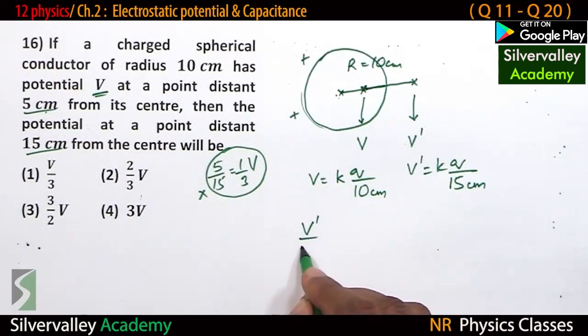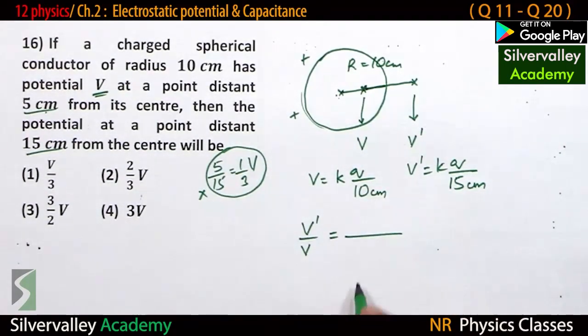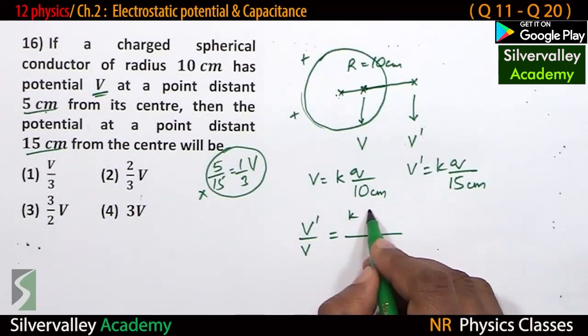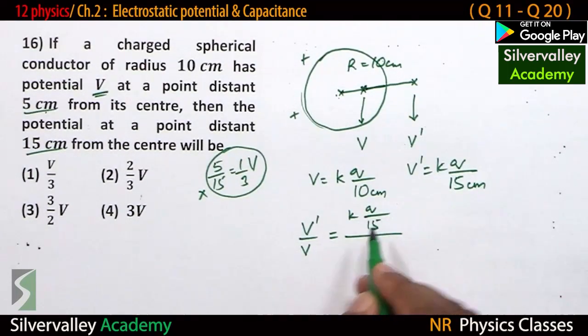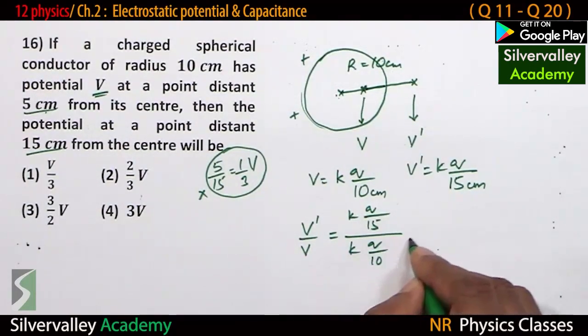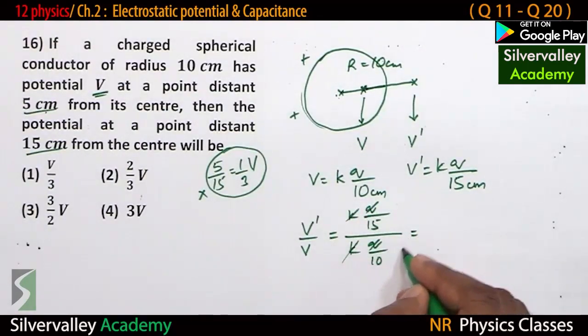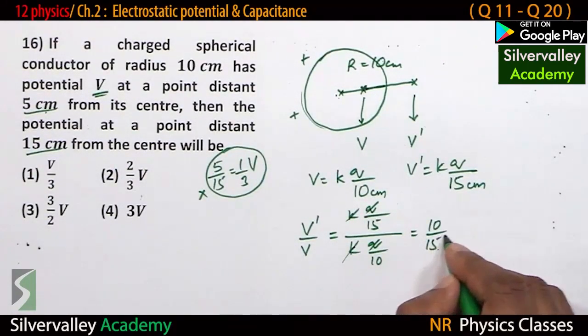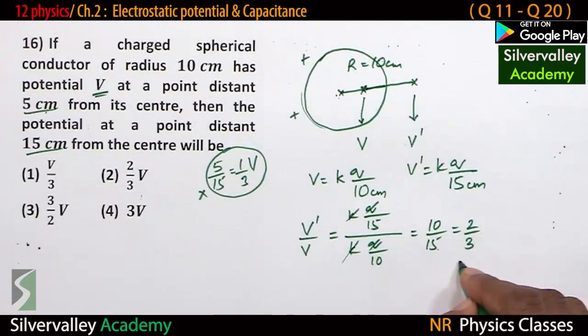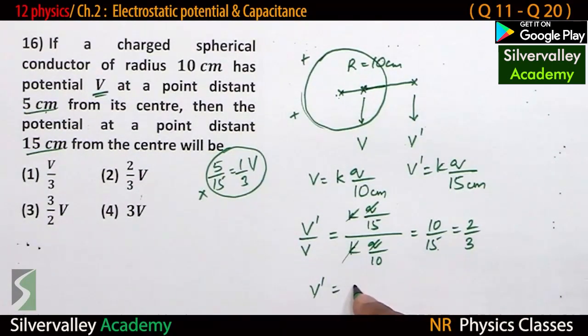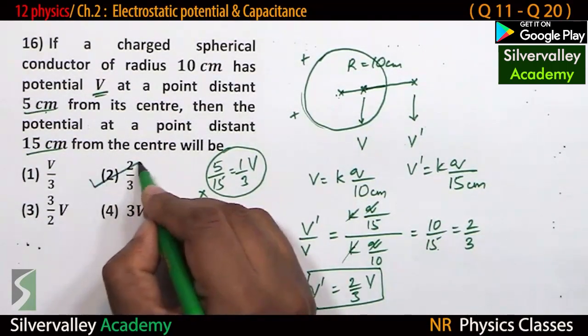Therefore, V dash by V equals constant Q by 15 over constant Q by 10. Constant Q cancels, 10 goes to the numerator, 10 by 15 is 2 by 3. So V dash equals 2 by 3 times V, 2/3 of V.